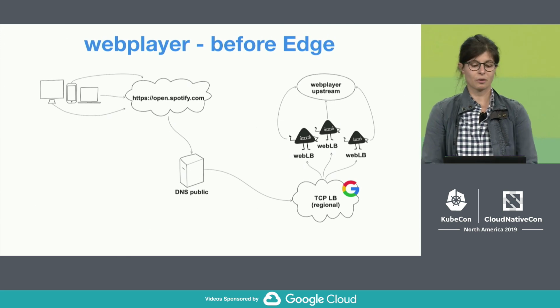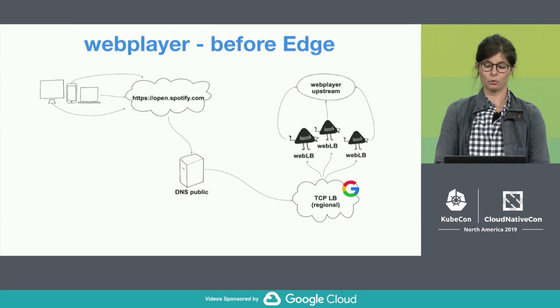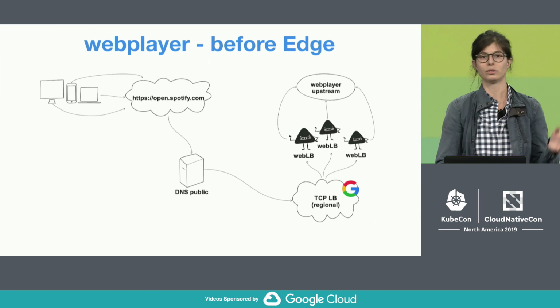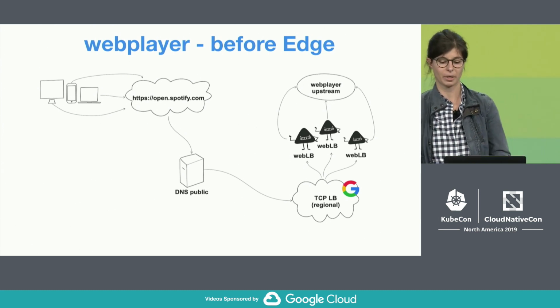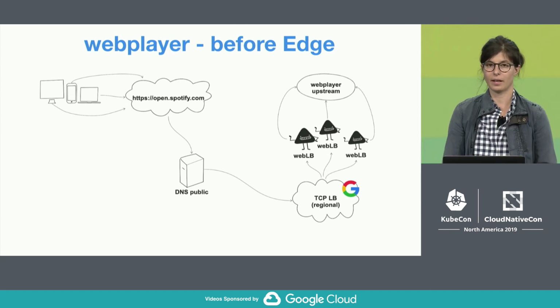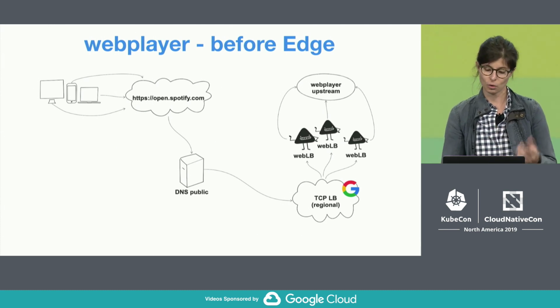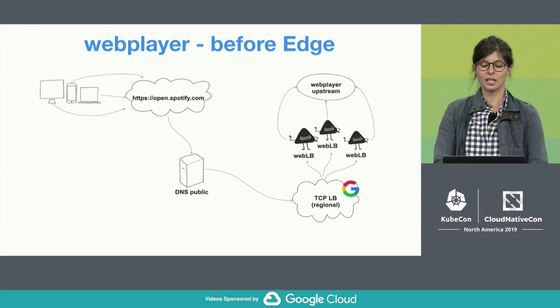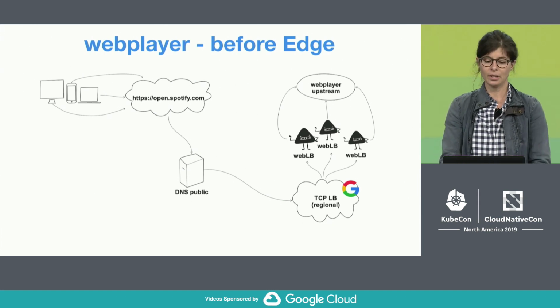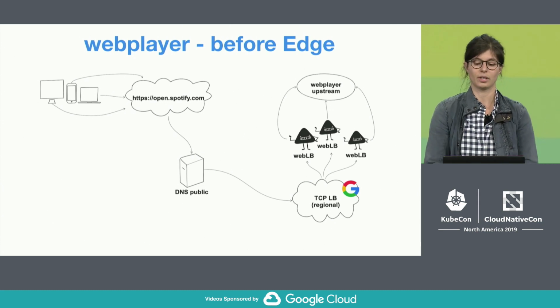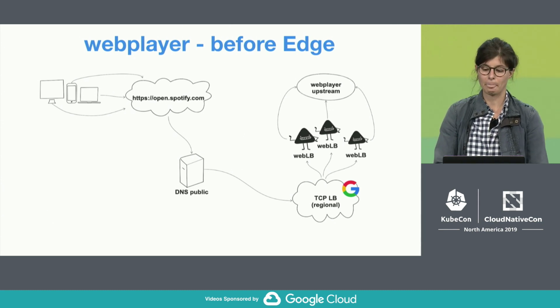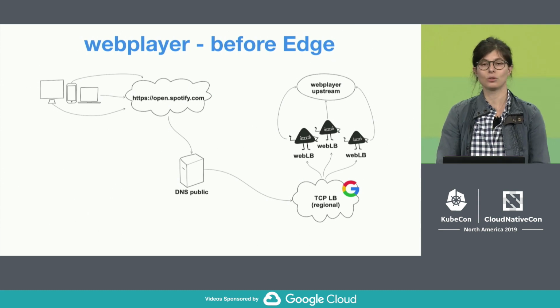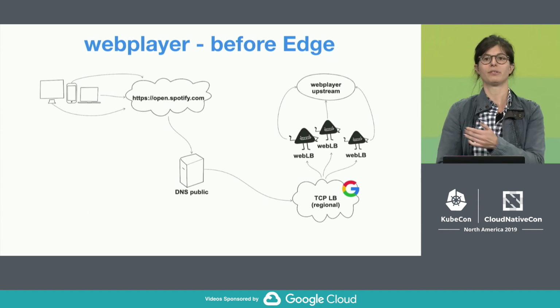So this first diagram illustrates the setup for the web player on the old web gateway, so before any of this migration happened. We call the old web gateway WebLB, so that's what's in the diagram there. In the top right corner, we have the web player upstream, which is configured to be exposed to the internet through the WebLB. In front of the WebLB, we have a Google Cloud regional TCP load balancer, proxying traffic to it.